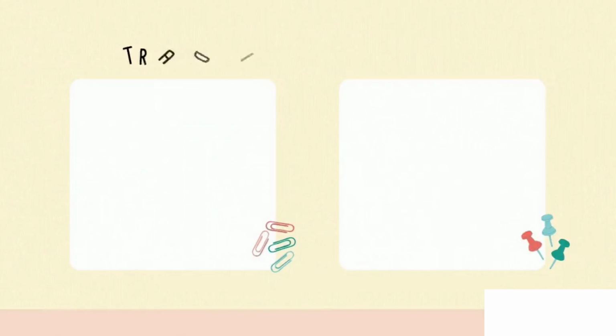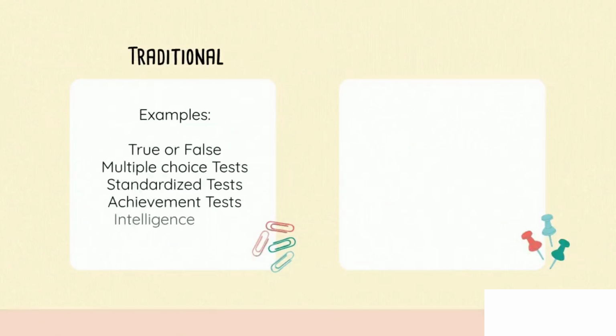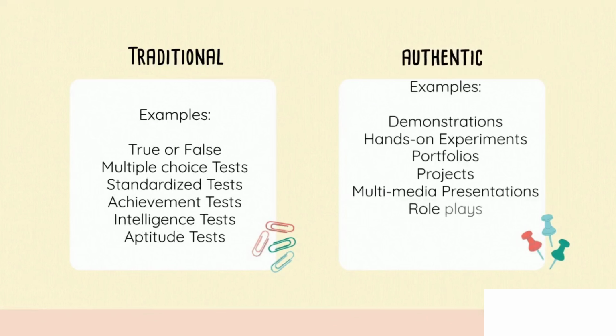The examples of traditional assessment and authentic assessment. Examples of traditional assessment are true or false, multiple choice tests, standardized tests, achievement tests, intelligence tests, and aptitude tests. While examples of authentic assessment are demonstrations, hands-on experiments, portfolios, projects, multimedia presentations, role plays, recitals, stage plays, and exhibits. Okay, next topic is portfolio.